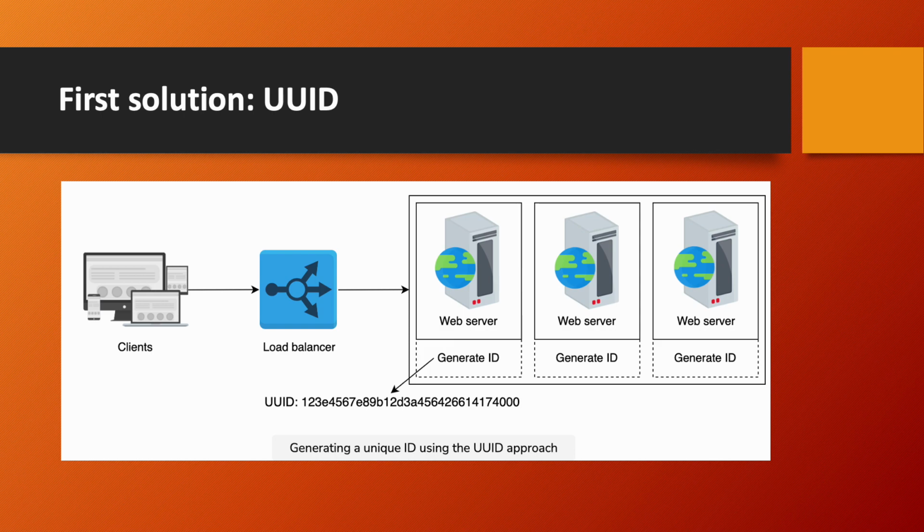So as you can see in the diagram, we have clients on the left-hand side. The request goes through the load balancer, it lands on a server, and the server generates a UUID. And each of these servers generate the UUIDs independently.